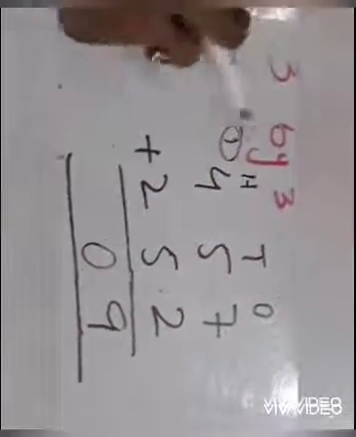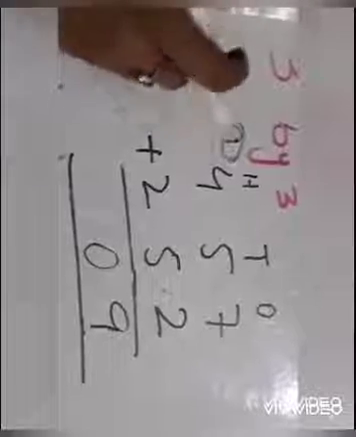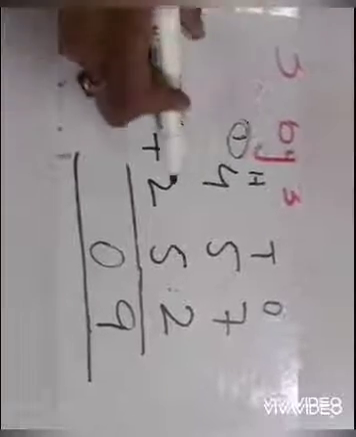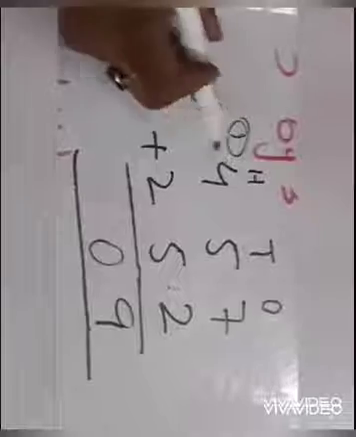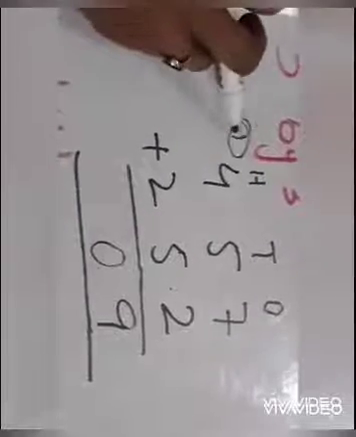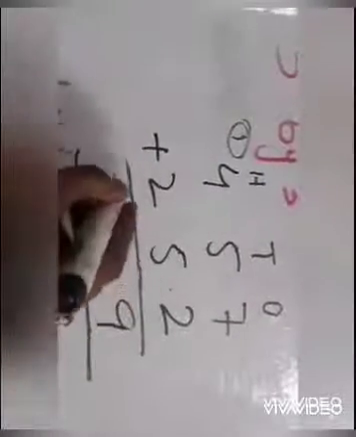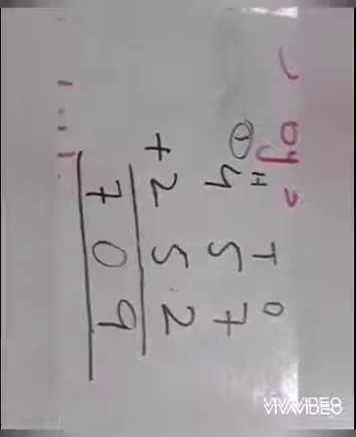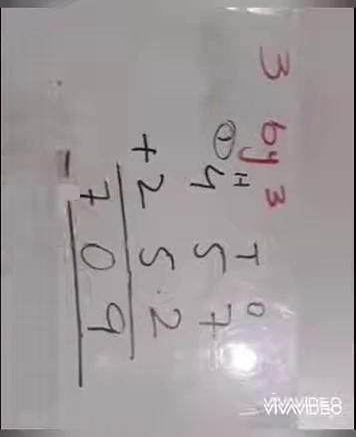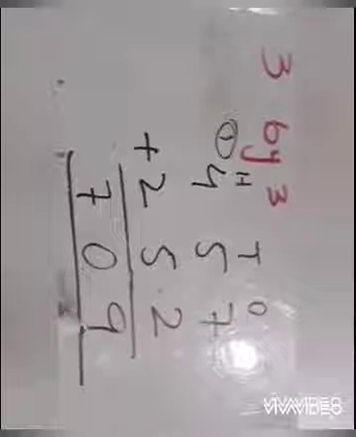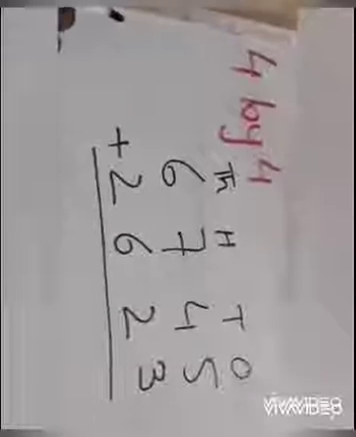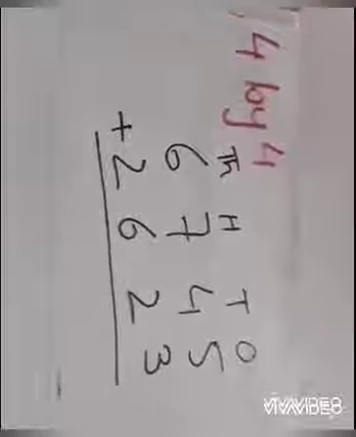So now we add 4 in 2. We read it as 400 and 200. 4, 5, 6 plus 7. You should add carry over here. Now our answer is 709. Now let's move toward another sum, which is 4 by 4.